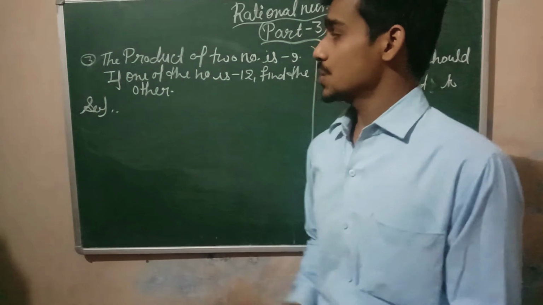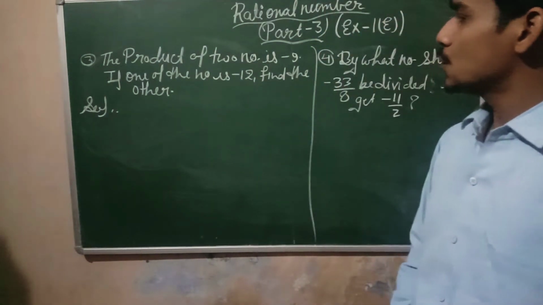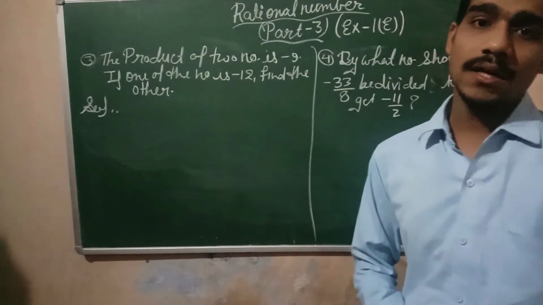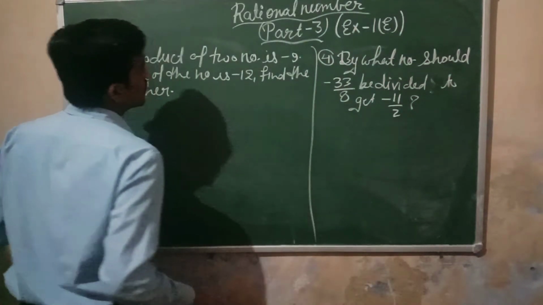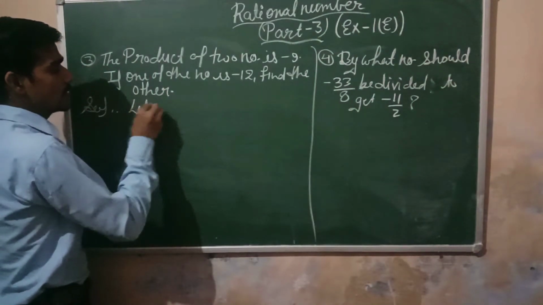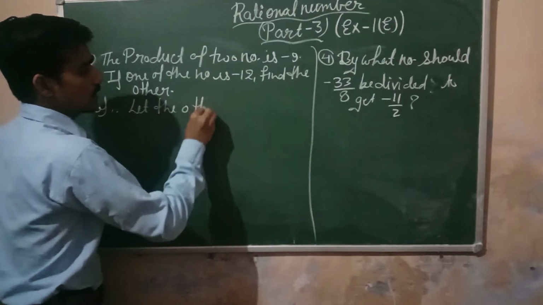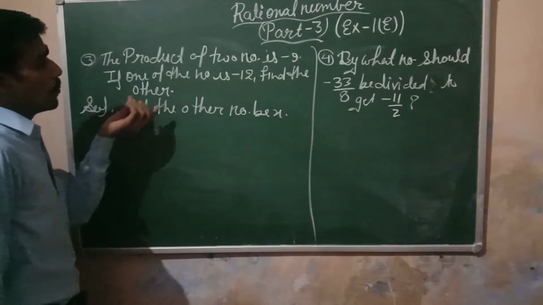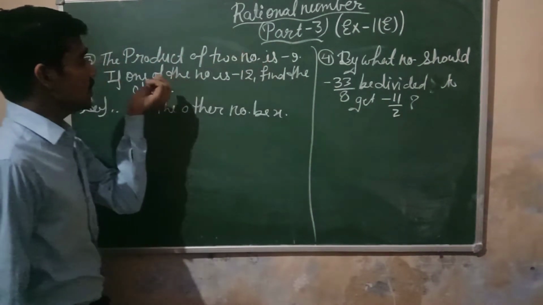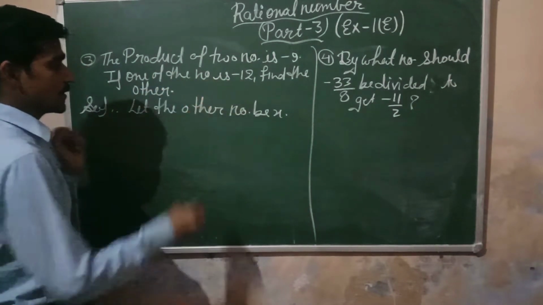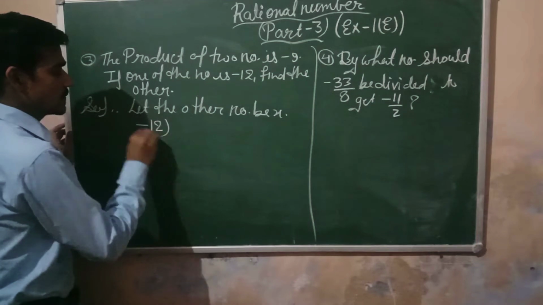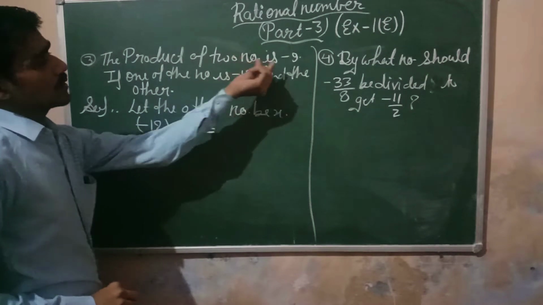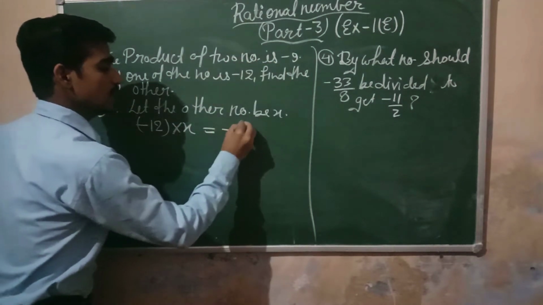Student, see this question. Question number 3. The product of two numbers is minus 9. If one of the numbers is minus 12, find the other number. Clear? Look at here. Let the other number be x. Clear? Product of two numbers is minus 9. First number is minus 12. Clear? You will write here first number minus 12 and second number x. And product of two numbers minus 9. That's why you will write here minus 9.